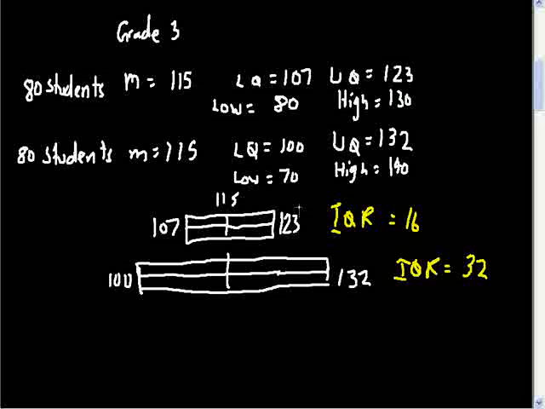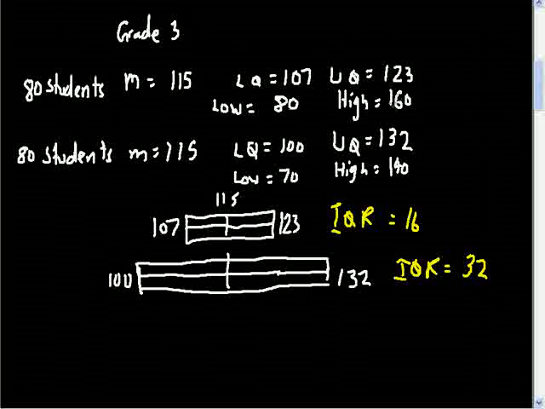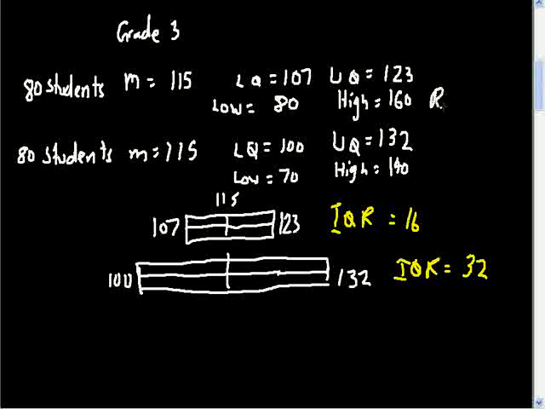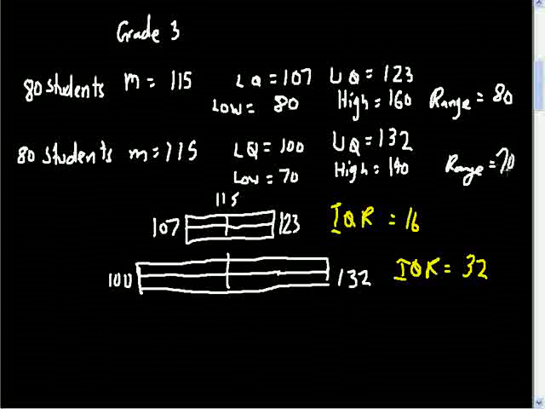Now I'm trying to show you something. I've just changed that value to 160. There's an anomalous result, a giant in the grade 3 class, 160. The lowest height is 80. The highest height here is 140. The lowest height here is 70. So the actual range here would be 80, and here the range would be 70.